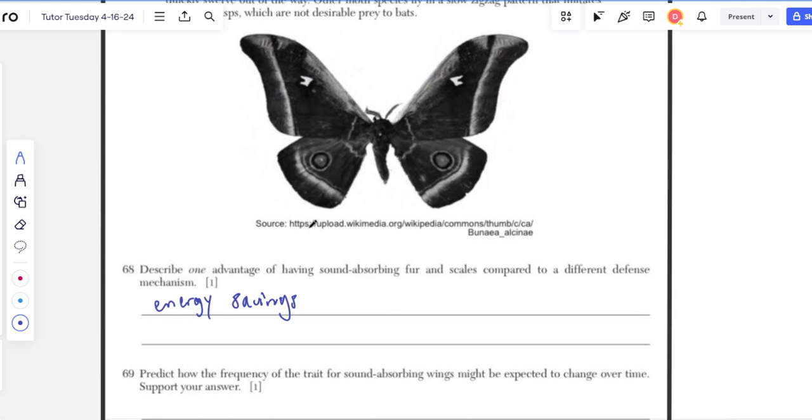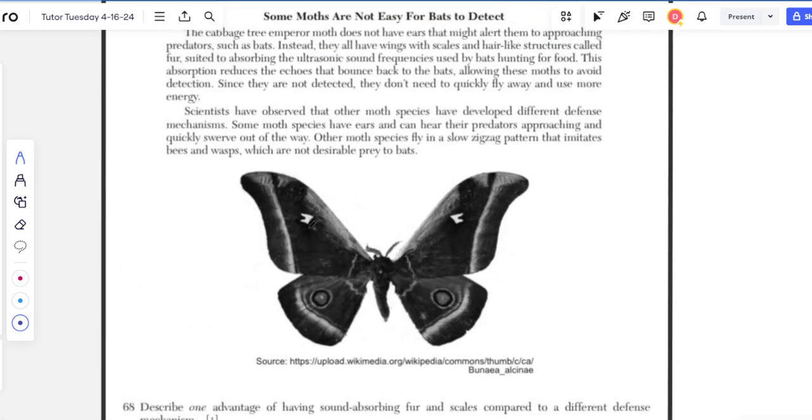Predict how the frequency of the trait for sound-absorbing wings might be expected to change over time. Frequency is like how many species have this?